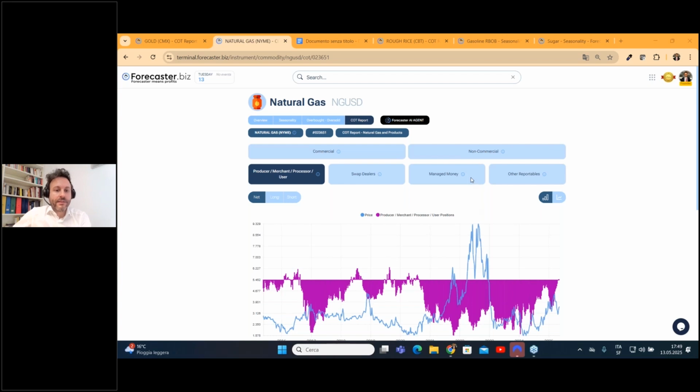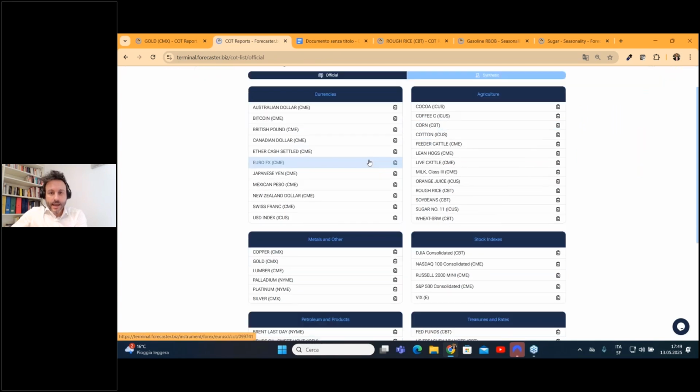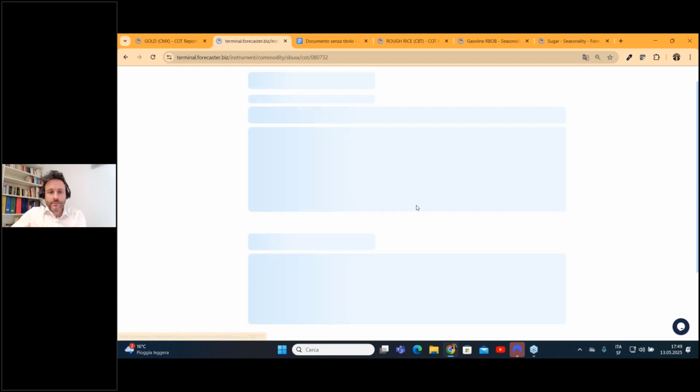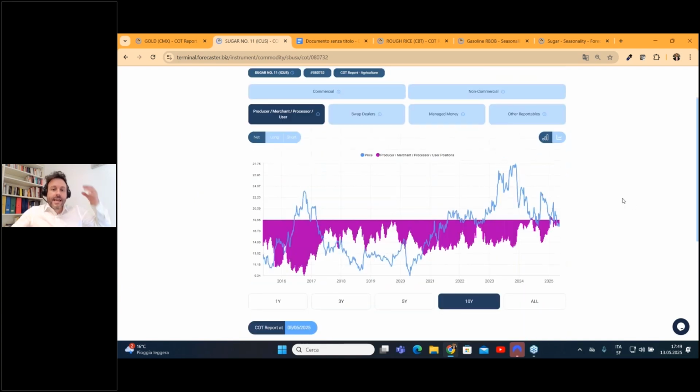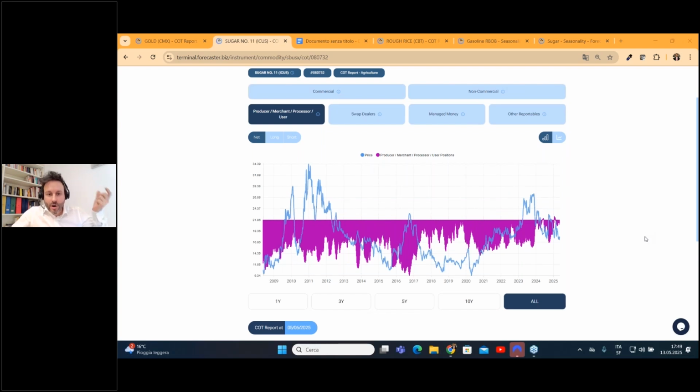Something similar happened with the sugar, Anil is saying. Of course. If you go up in the page to the COT report, and you go, for example, to sugar, look, this is a pattern that occurs all the time. And you can also use it for the opposite, because when they are shorting a lot, it means they are really scared about the price.